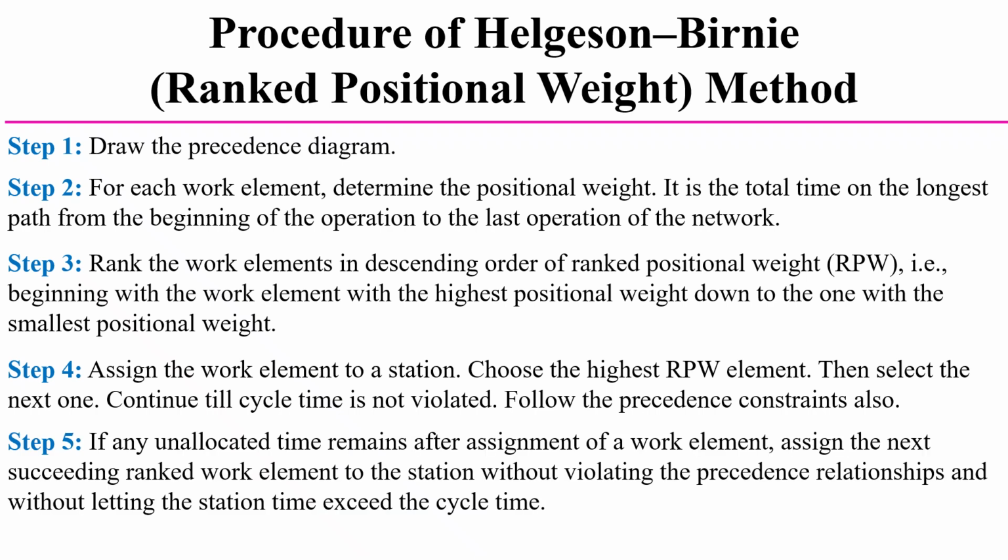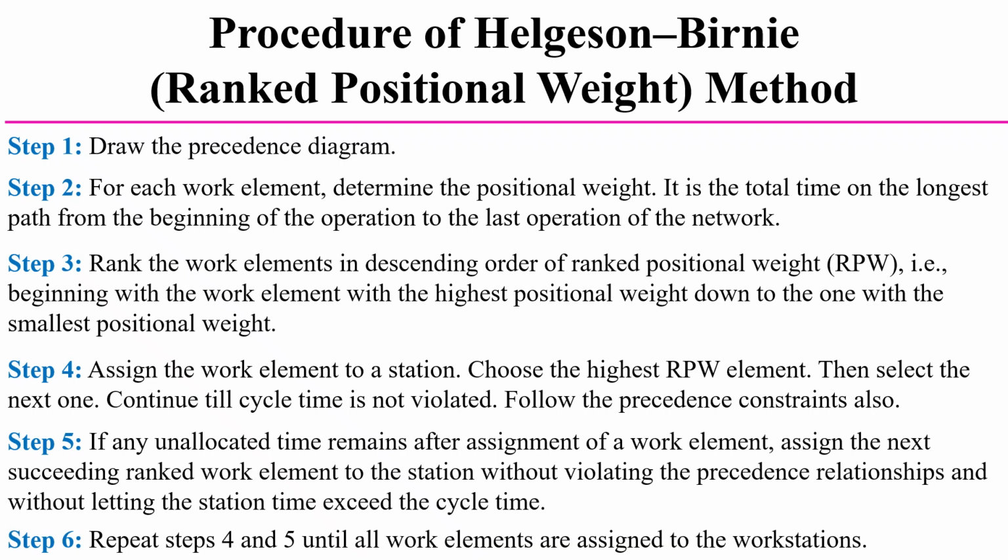Step 5 is, if any unallocated time remains after assignment of a work element, assign the next succeeding ranked work element to the station without violating the precedence relationships and without letting the station time exceed the cycle time. Step 6 is to repeat step 4 and step 5 until all work elements are assigned to the stations.